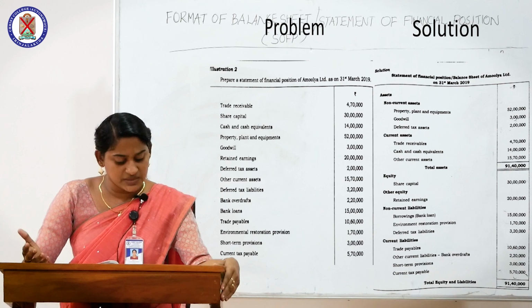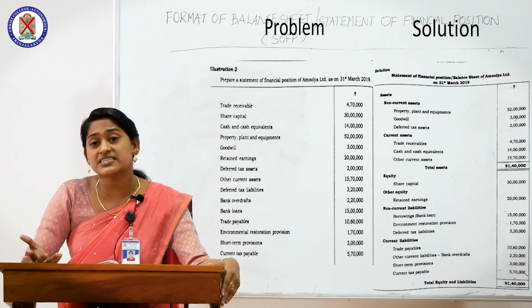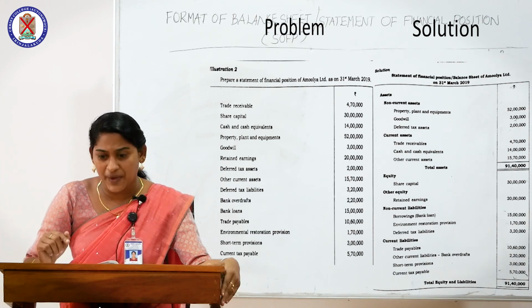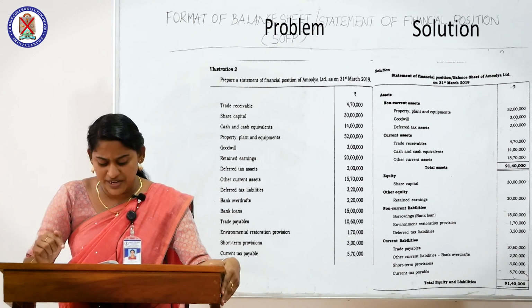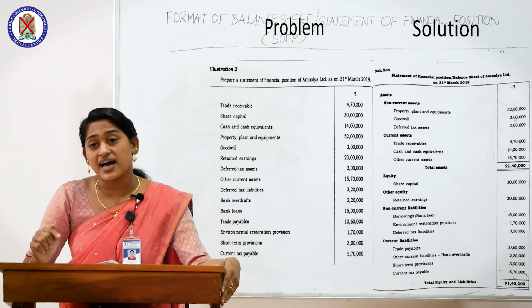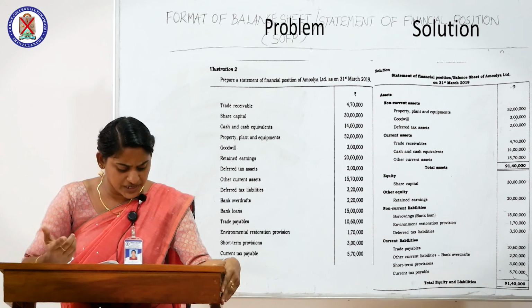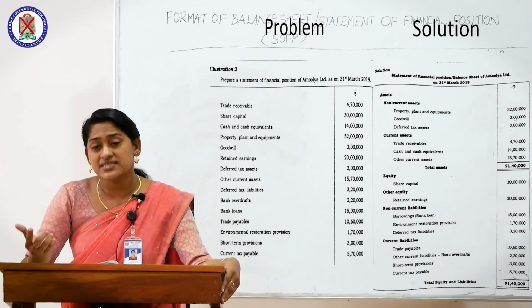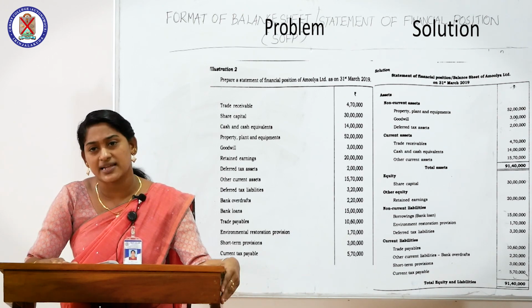Then the next one is bank loan. Bank loan is a way of borrowing, so it should be placed under non-current liability. Then the next one, trade payable. Trade payable is the amount owed to the suppliers by the business, so it should be placed under current liabilities. Then the next one is environmental restoration provision. This is a provision for environmental protection. This is long-term in nature, so it should be placed under non-current liability.